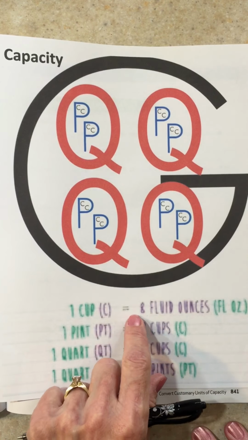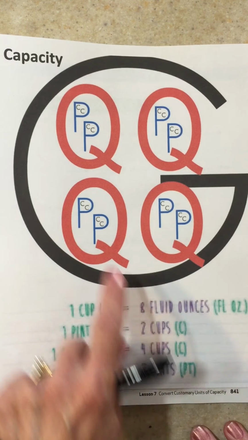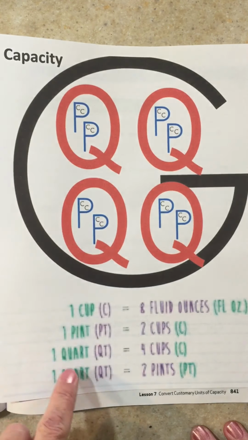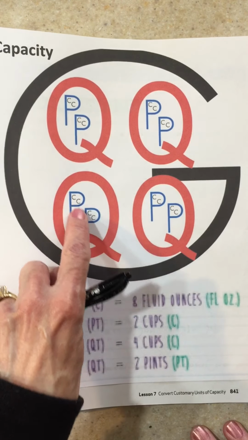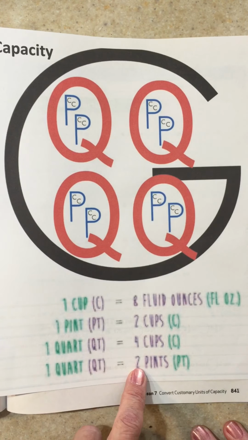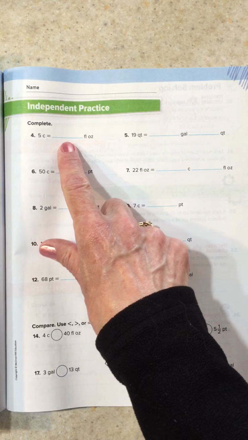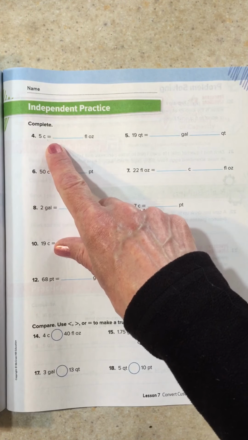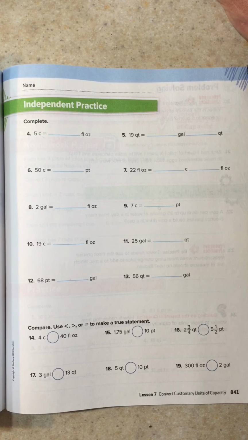A cup is equal to 8 fluid ounces. A pint is equal to 2 cups, just like the image. A quart is equal to 4 cups, just like the image, 1, 2, 3, 4. And a quart is also equal to 2 pints, just like the image. I like seeing that. All right, what can we do here? 5 cups, let's start easy. And I'm going to forward my computer here, just so I have a visual.